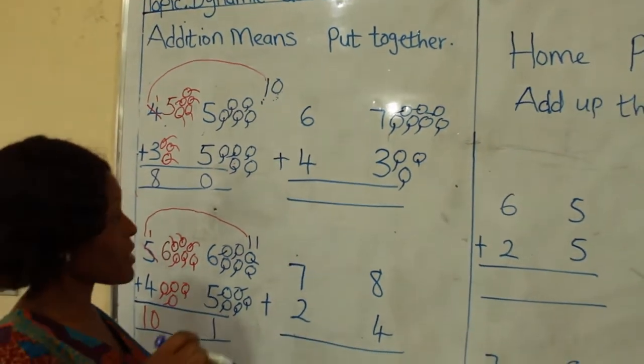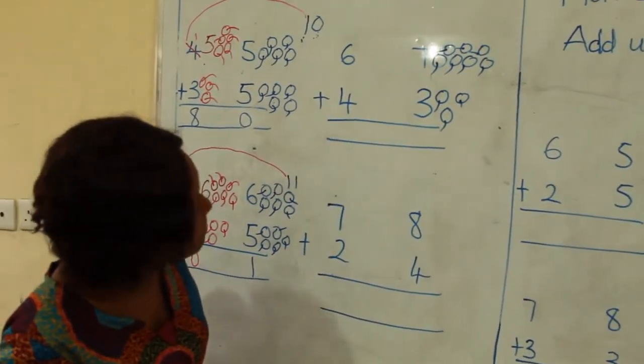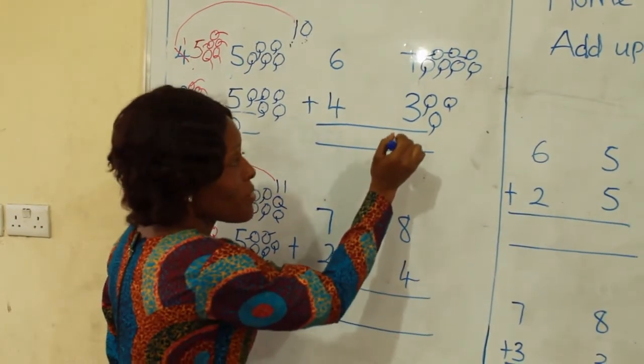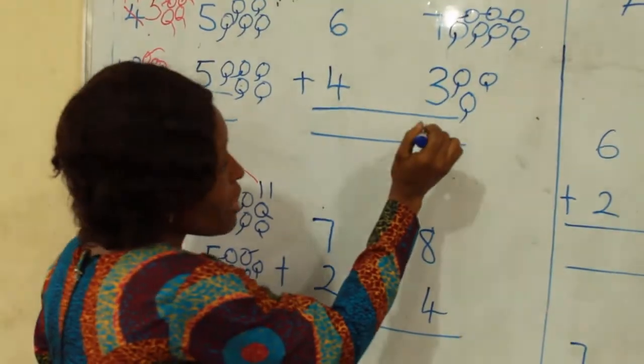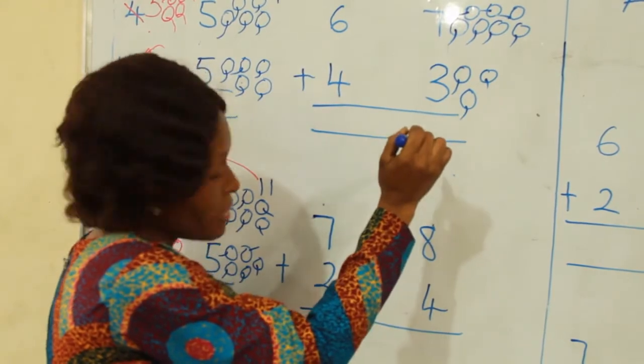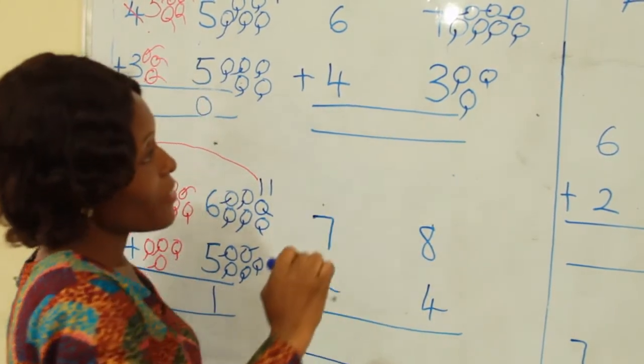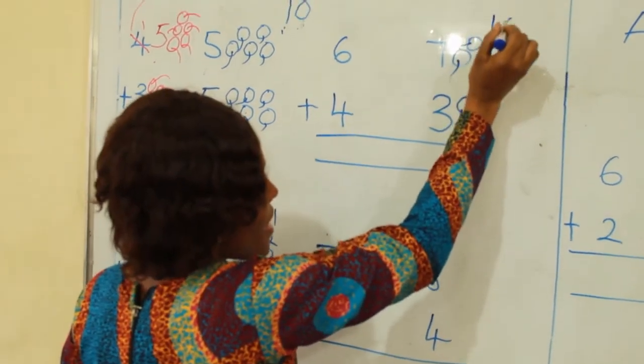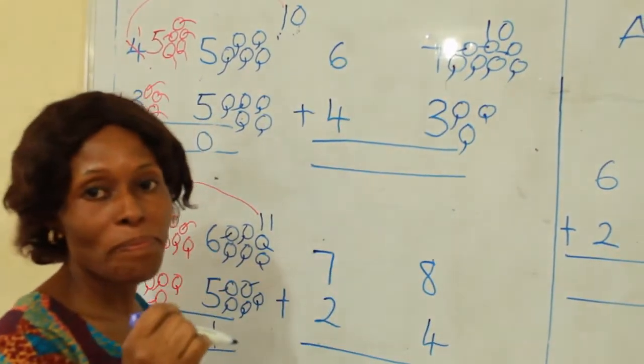You're still going to add them all together. So the answer is 10. What should I do? Should I go ahead and write 1 and 0, 10? No, no, no. What should I do? I'll write it here. 1 and 0, 10.